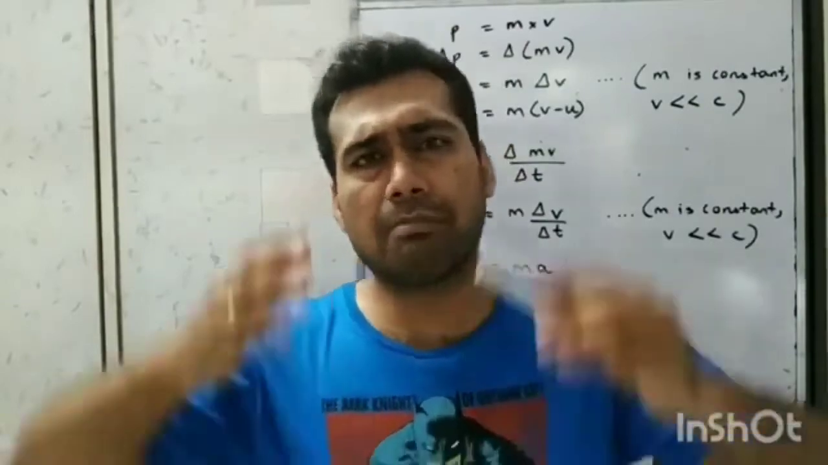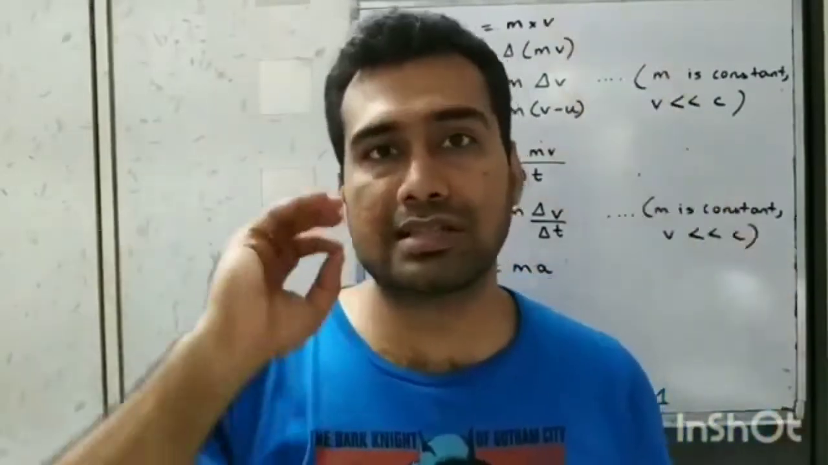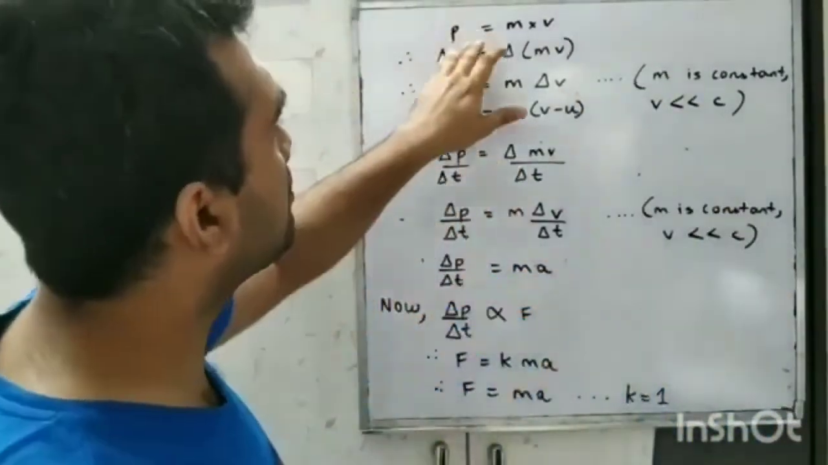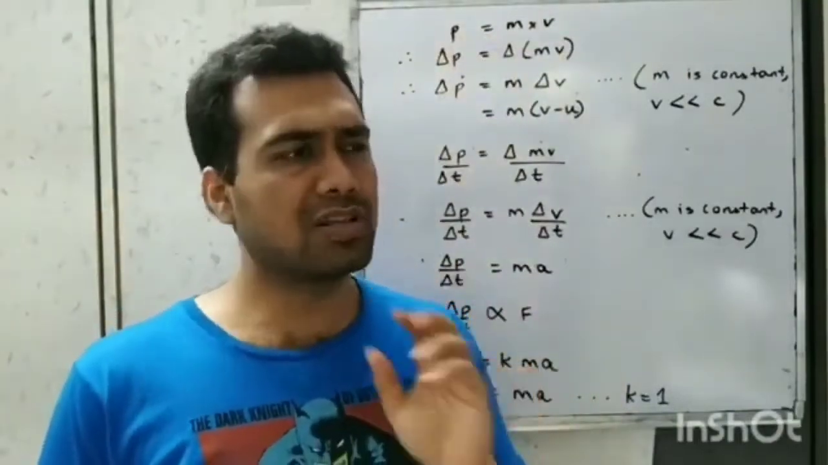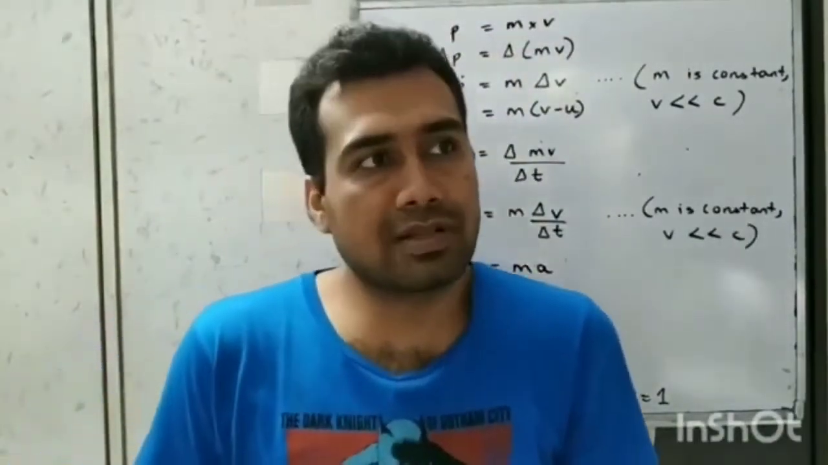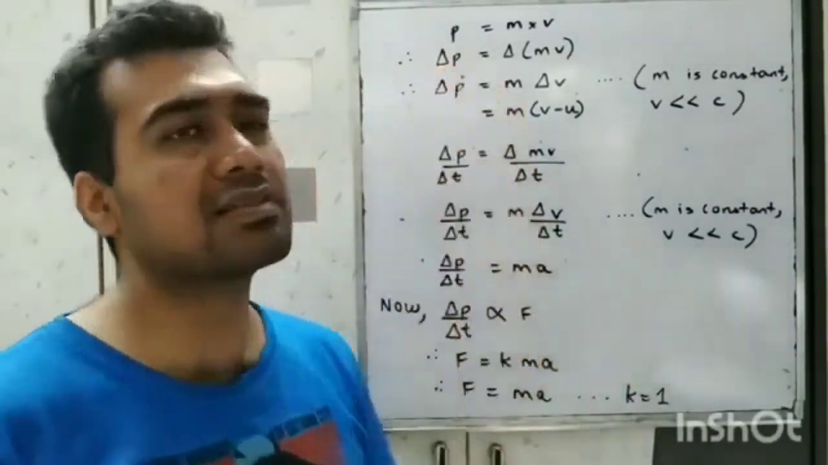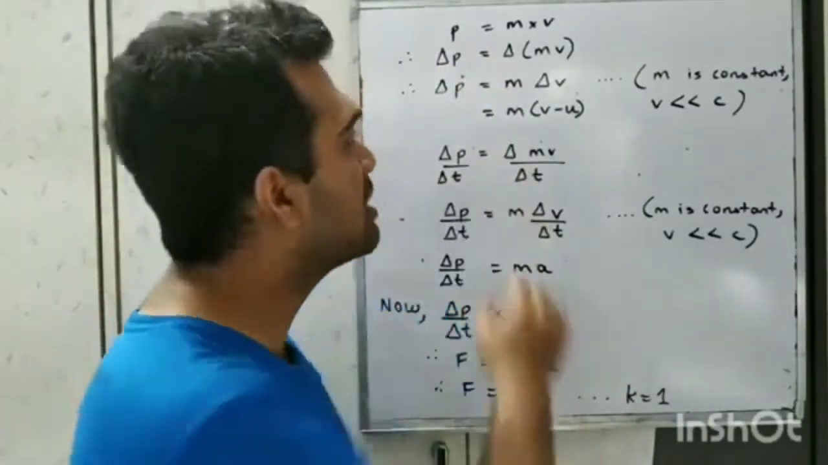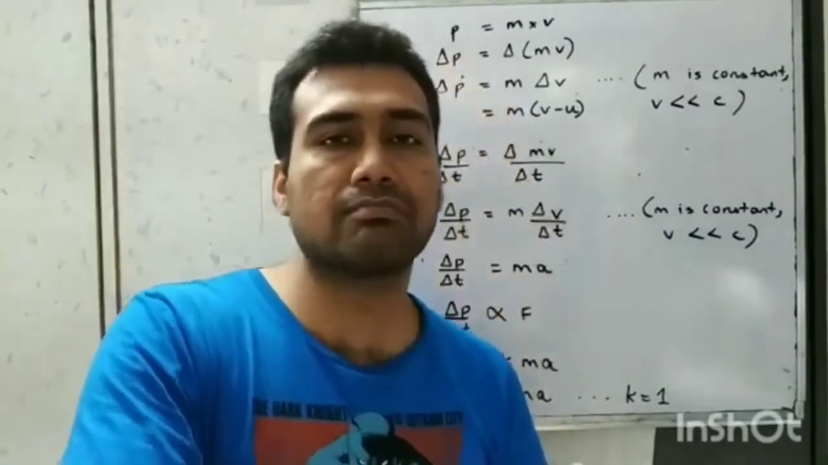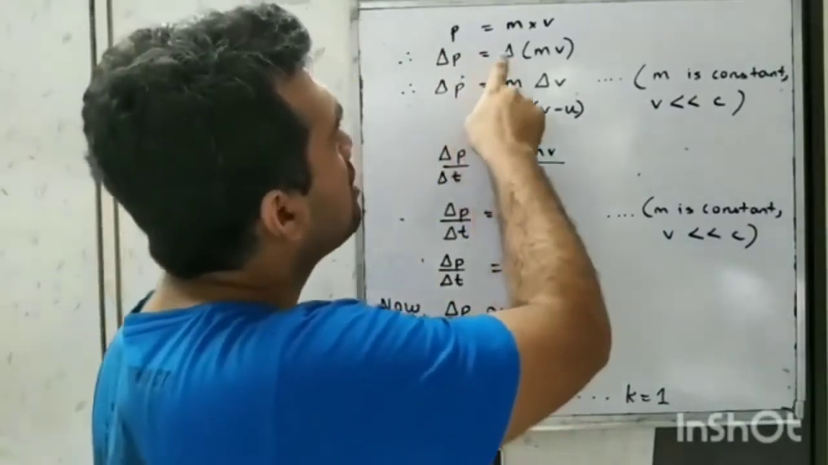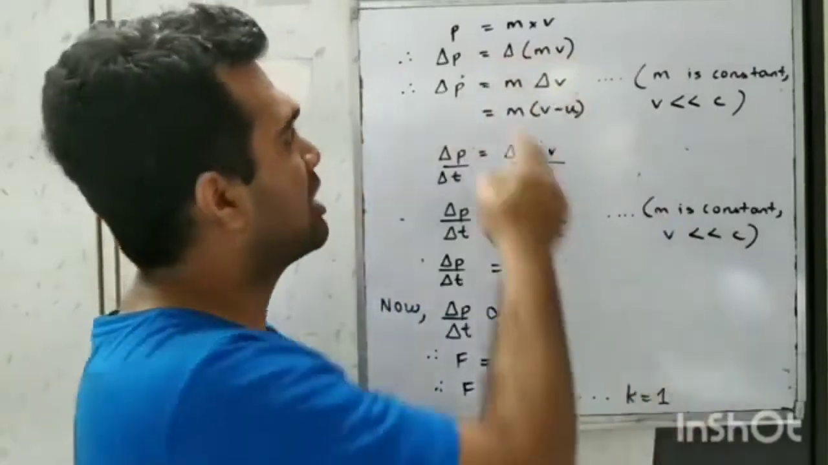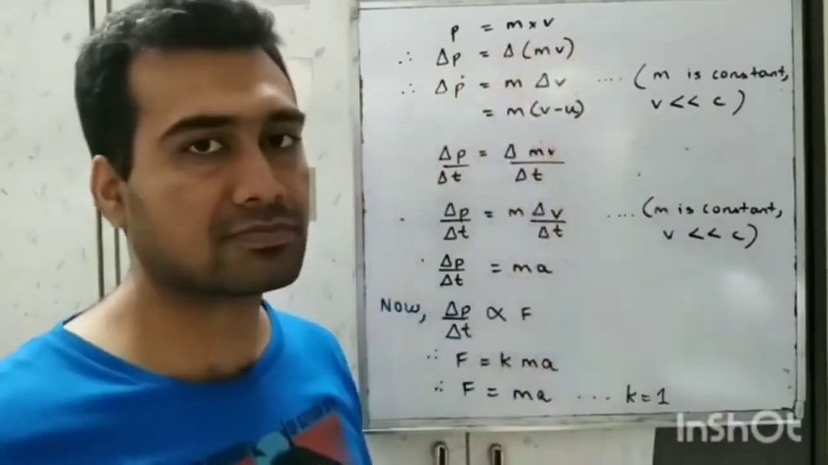Now let's derive a mathematical expression for Newton's second law. First of all, momentum is mass into velocity. So what is the meaning of change in momentum? Change in momentum means P2 minus P1, which can also be written as delta P. Delta simply means a small change. We could have written this as P2 minus P1 as well, the final momentum minus initial momentum. That is equal to change in mass into velocity.